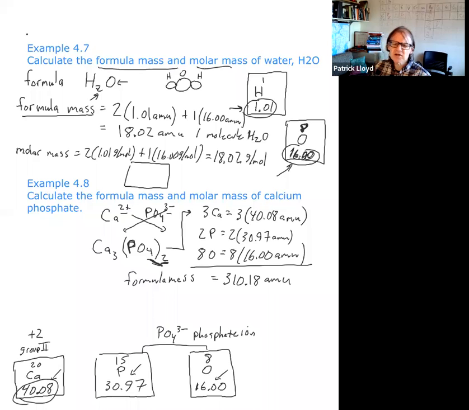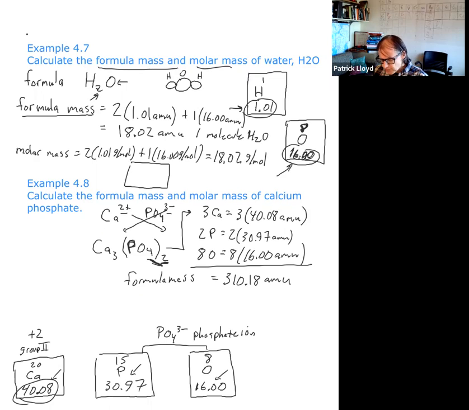It turns out ionic compounds don't actually form molecules. They form these highly interconnected solids, like stacks of oranges, right? Like salts, there's a lot of them all packed on each other. But there's 3 calciums for every 2 phosphates in that formula. So the formula mass, how much that Ca3(PO4)2 weighs, is about 310 AMU.